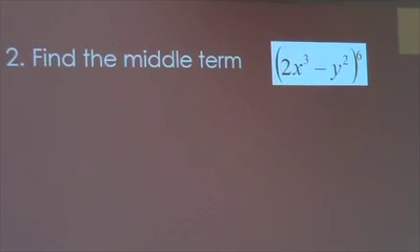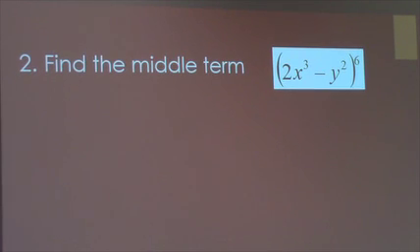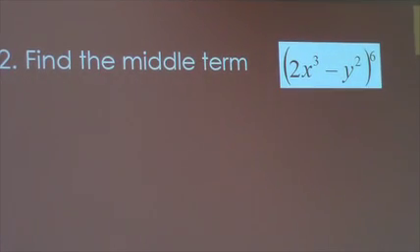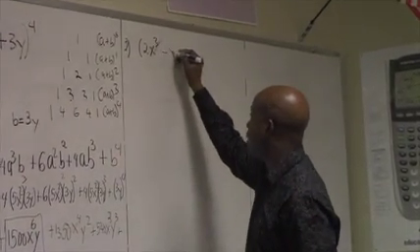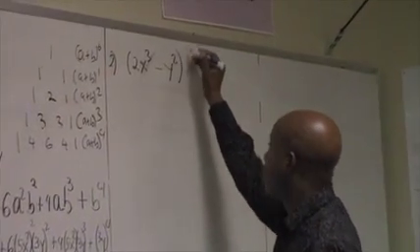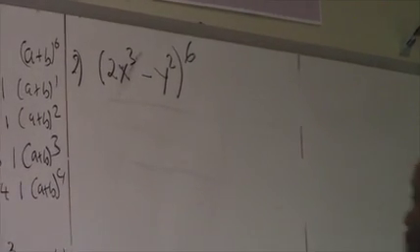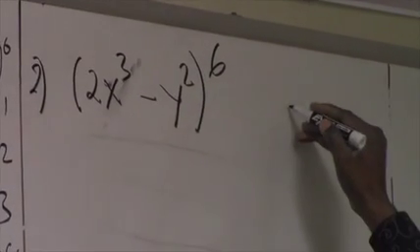Now, in this case, we're asked to find the middle term. So again, that's for number 2. We have 2x cubed minus y squared to the 6th. So first thing, let's see if we can build our Pascal triangle on this.